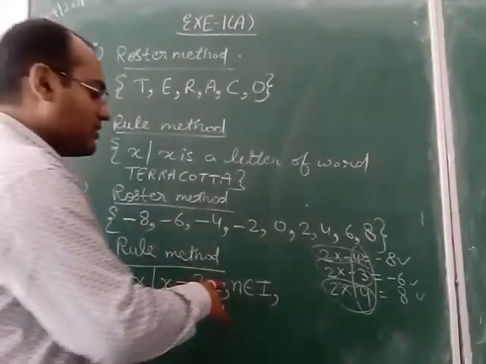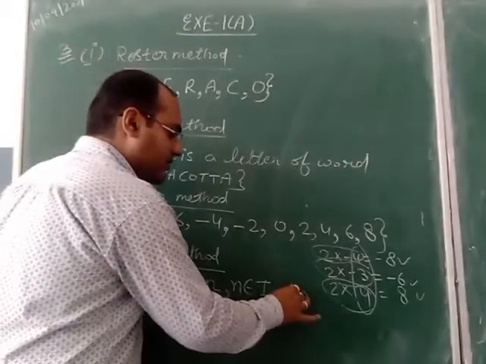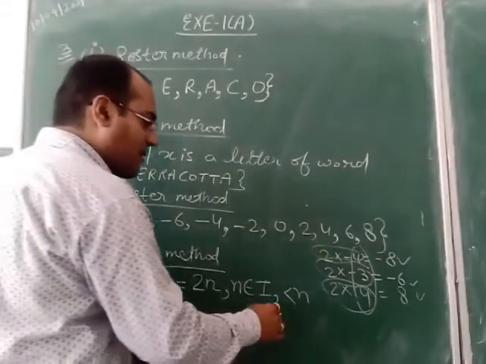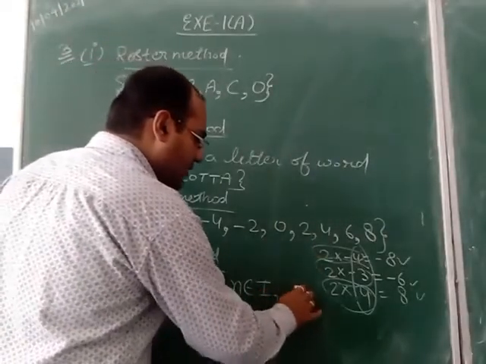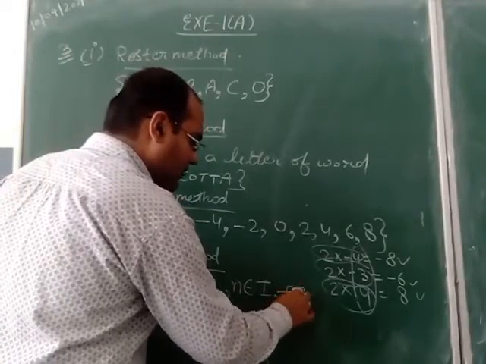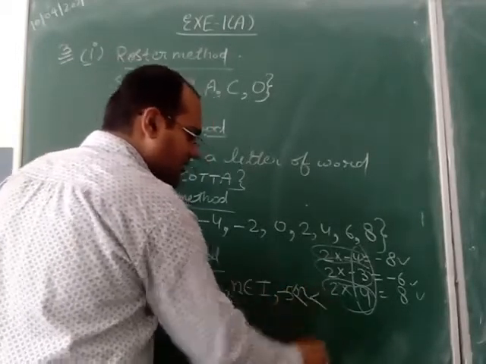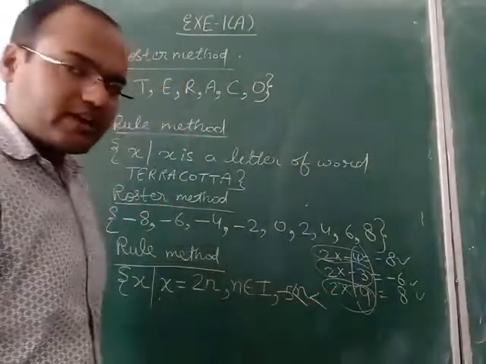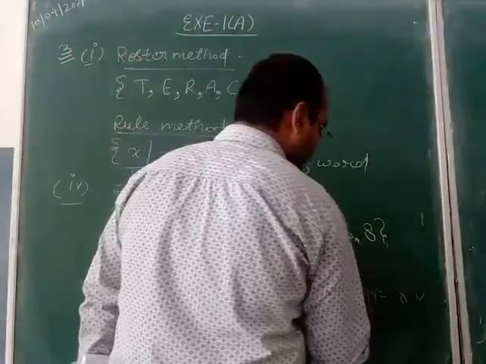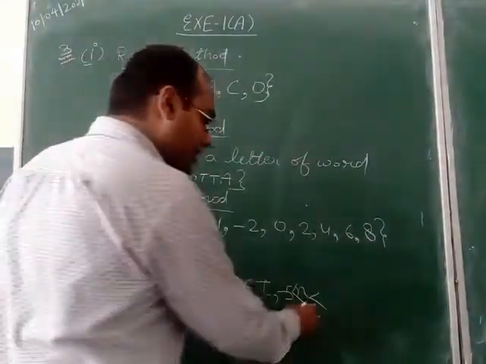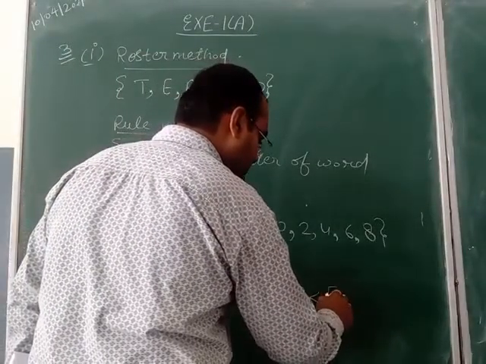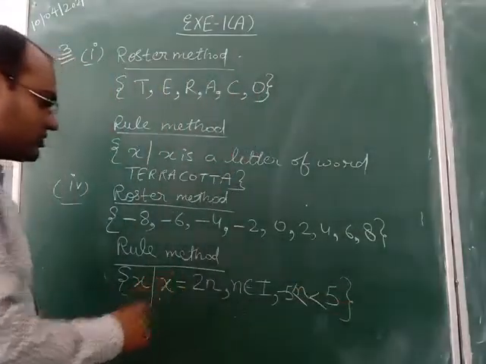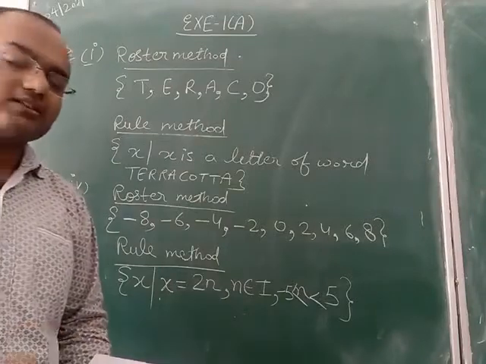Now these n values are greater than -5, because we had started from -4. N values are greater than -5 and less than 5, since we had written up till 4. So n values are greater than -5 and less than +5, and here we will close the bracket. So this is the rule method, or we can say this is the set builder method.